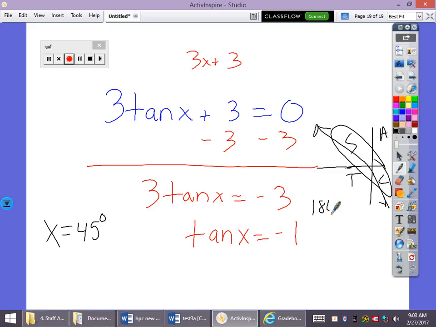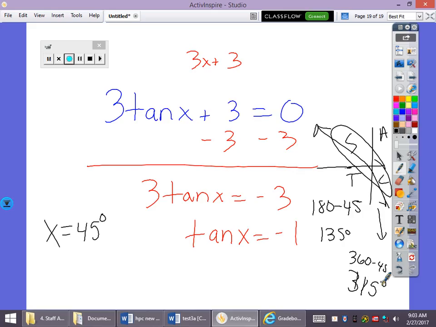So 180 backwards 45 gives me 135 degrees. And for this neighborhood, 360 backwards 45 degrees gives me 315. You must show the angles to get full credit. Yes.